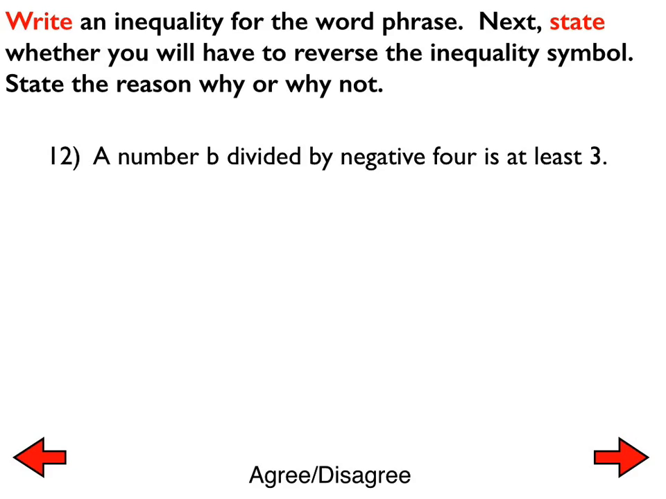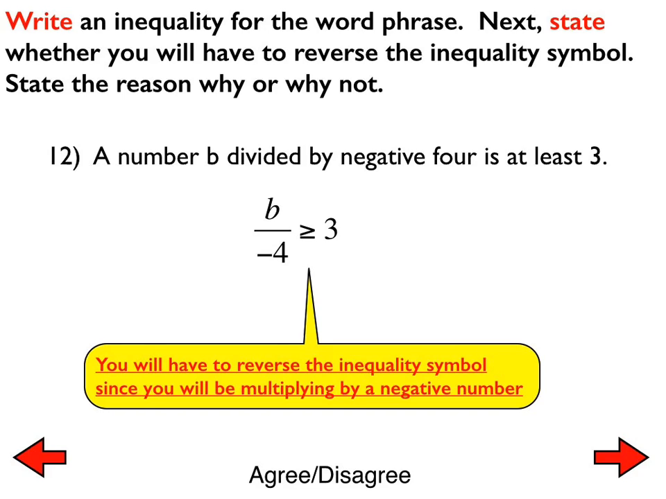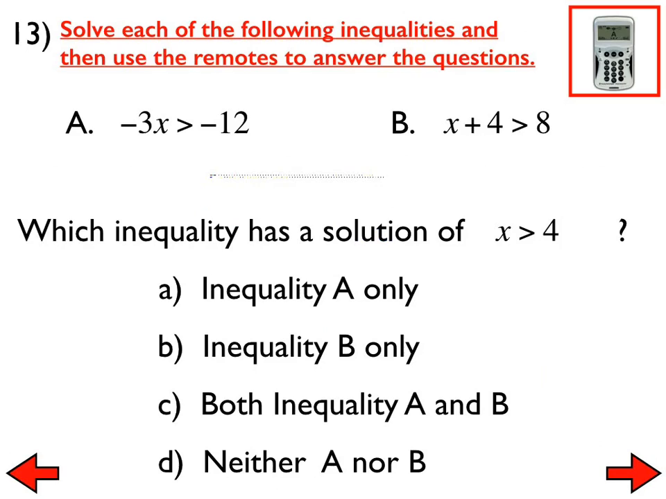So we've got an issue here. This is what I saw. A few of you missed that it said divided by right there. And so we tend to write division as something that looks like a fraction. So this one should have been b over negative 4 is greater than or equal to 3. If I asked you to solve this one, will you be flipping, yes or no? Yes, you will, because we had to multiply by a negative number.